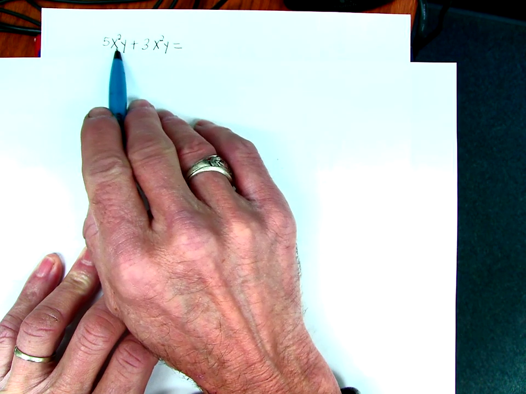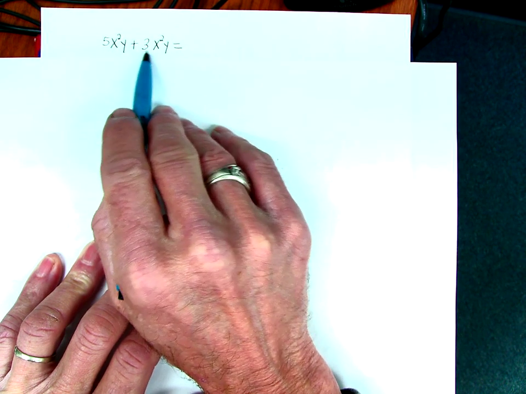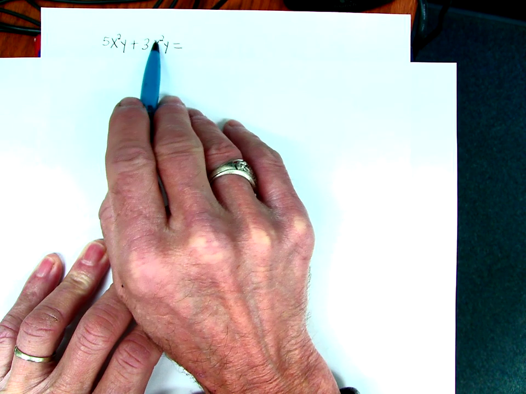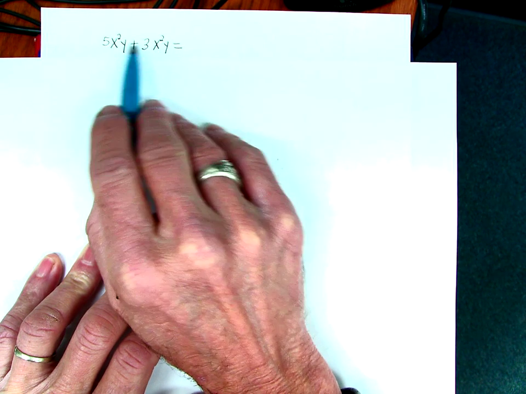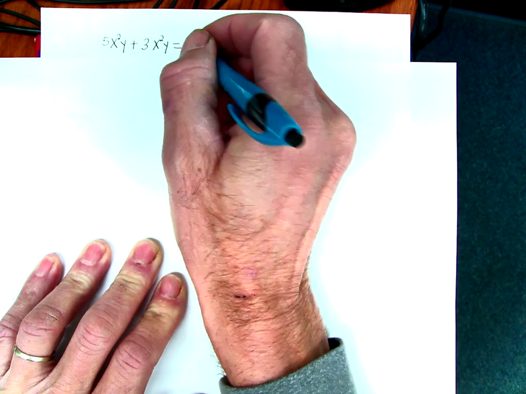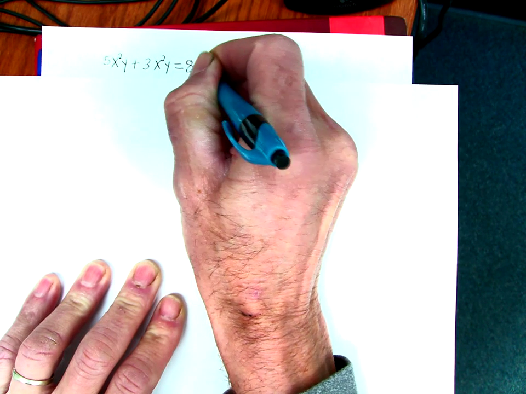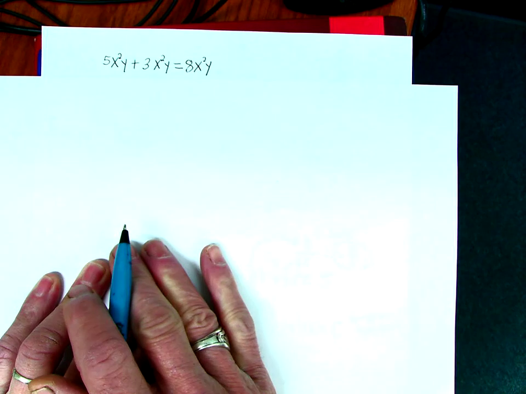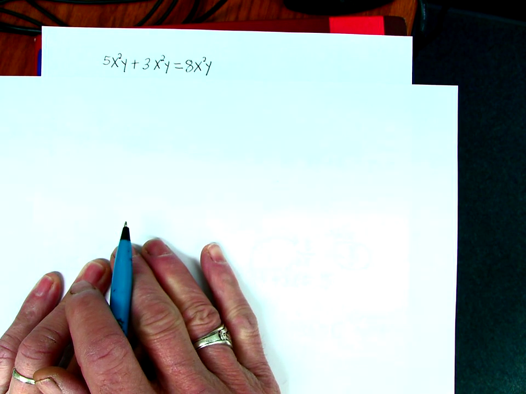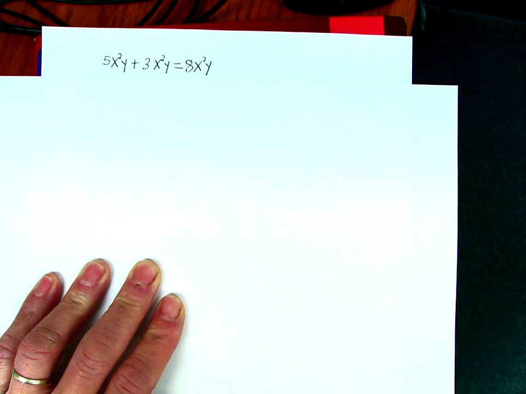So you have 5 of these objects here, and you're adding 3 more of the same type of objects. So 5 plus 3 is 8 x squared y. And that's it. It's done. It's through. Can't do anything else with it.